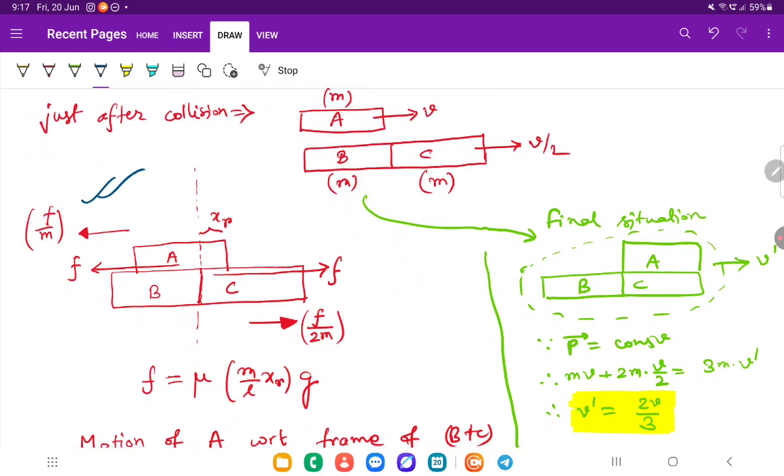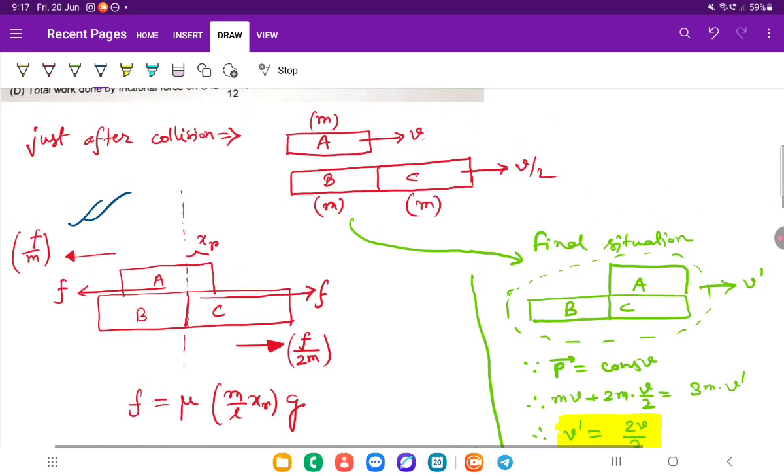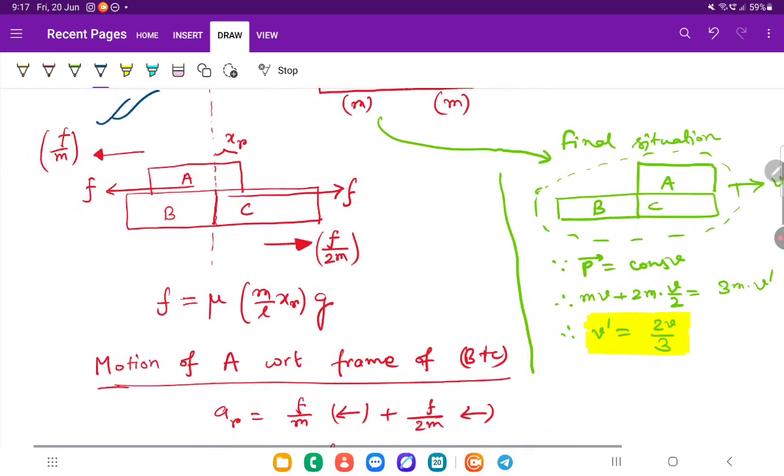Then come to this figure. I have shown this figure after a certain instant, where this dotted line was the joining line of B and C, right? And as initially the relative velocity of A with respect to the B plus C system was rightward v by 2, right? Here the relative velocity will be v minus v by 2, that is v by 2 rightward. So A will try to slip over B plus C in the right direction. Okay, so that much is clear, I guess.